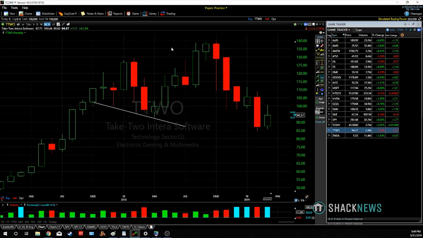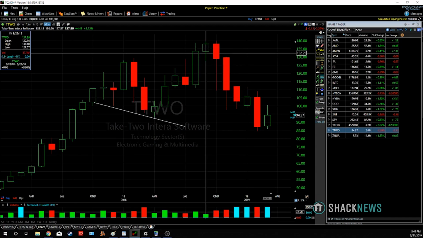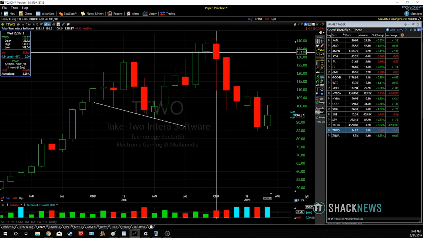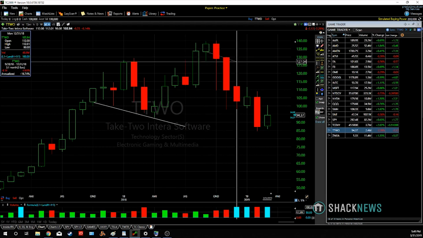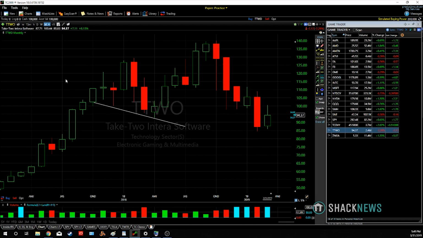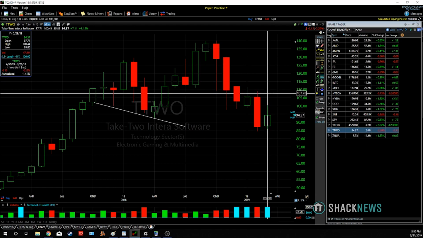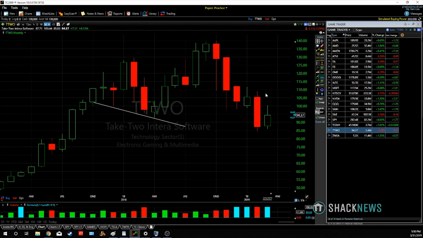So you have a stock that had a great launch of Red Dead, and it's been kind of down since then. You have a stock that is inside month, so above 144 per share would be a buy signal in April, and below 85.83 would be a sell signal in April. So that's your risk range to pay attention to in Take-Two Interactive.